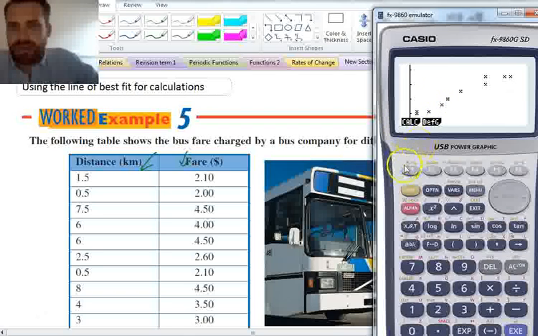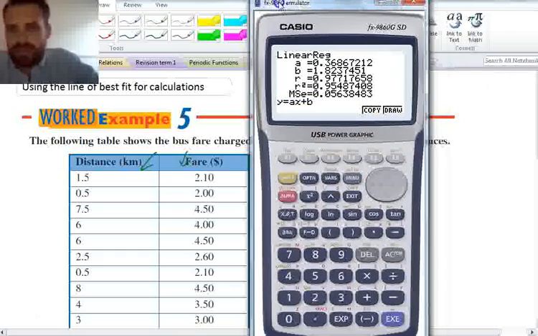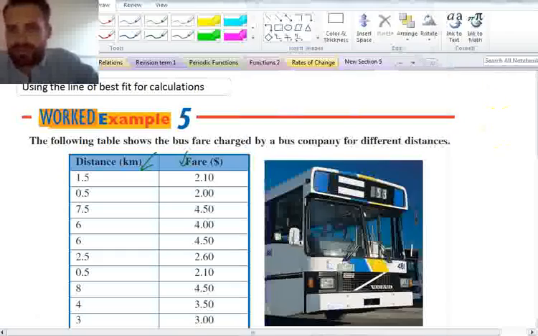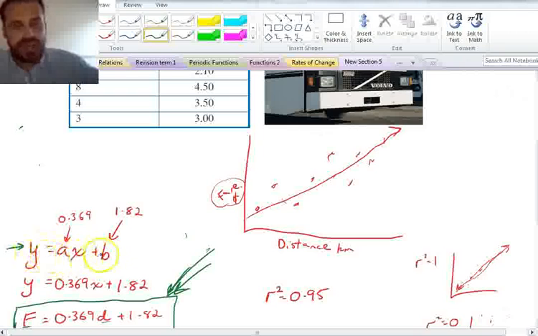The next step was to calculate a linear line of best fit. We always use this X. We created a linear line of best fit, and it gave us these numbers, which we then wrote down on our piece of paper here. Now, it'll always be in the form y equals ax plus b, and the a value will go there and the b value will go there.